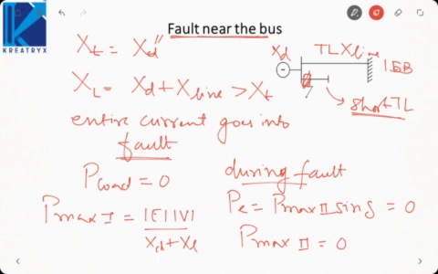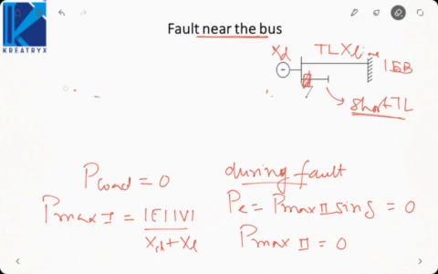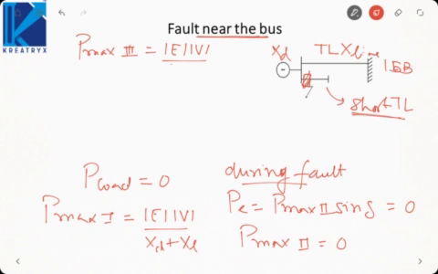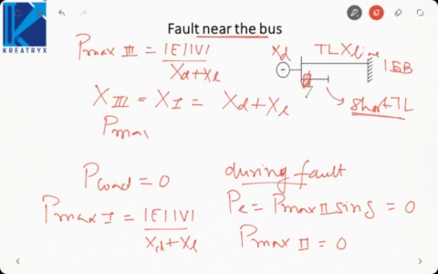We will open circuit this to remove the faulty part. So after the fault is cleared, what will be P max 3? Again it will be mod E mod V upon XD plus XL. So that means X3 is equal to X1 is equal to XD plus XL. So P max 1 is same as P max 3.